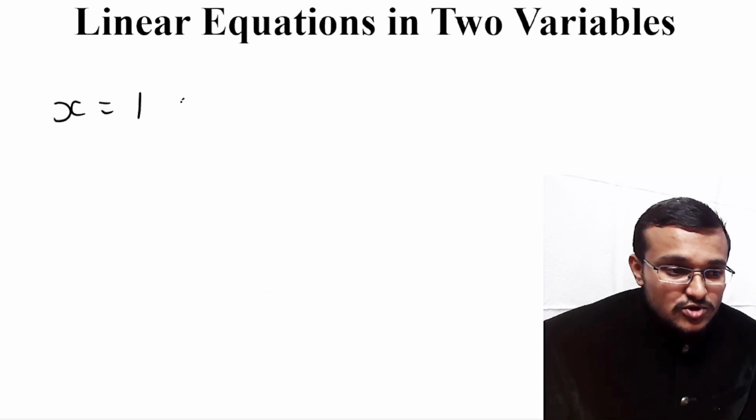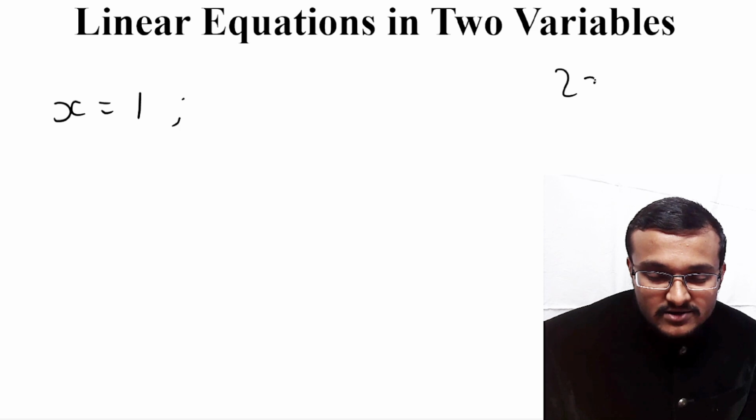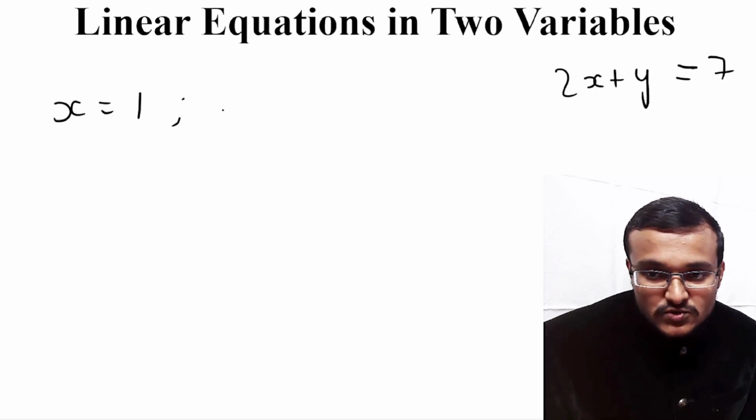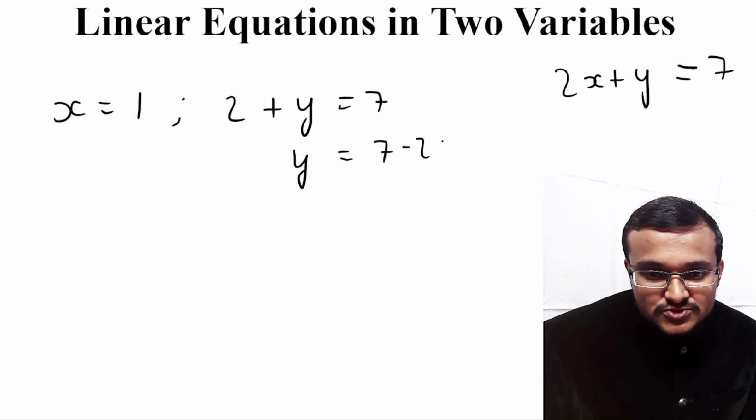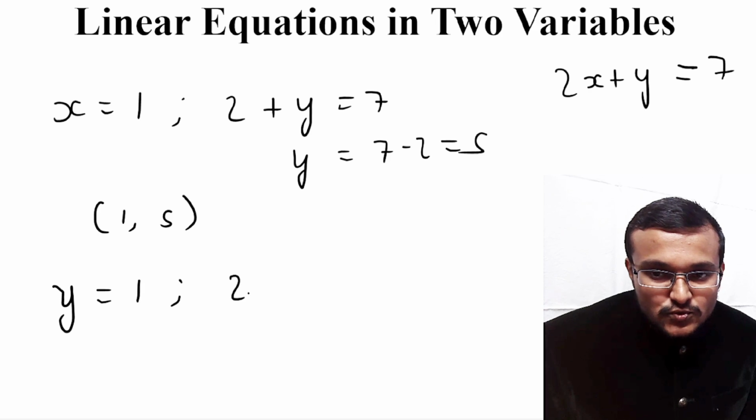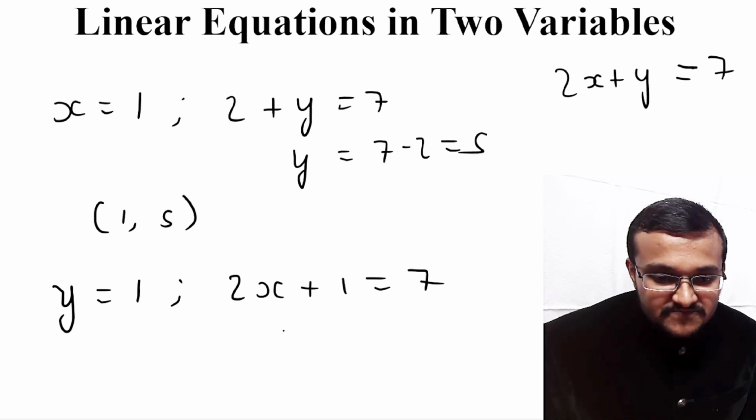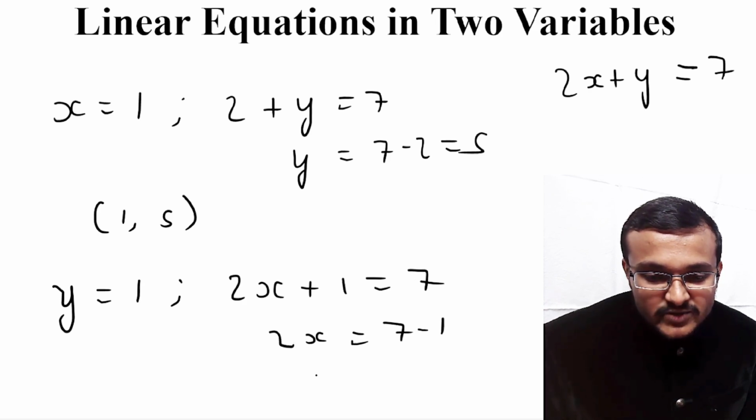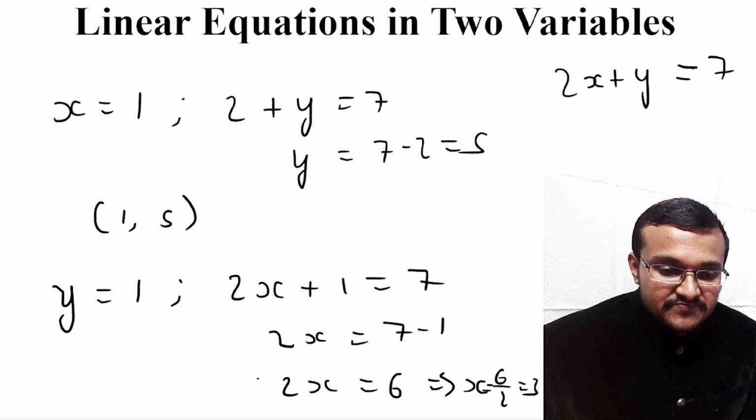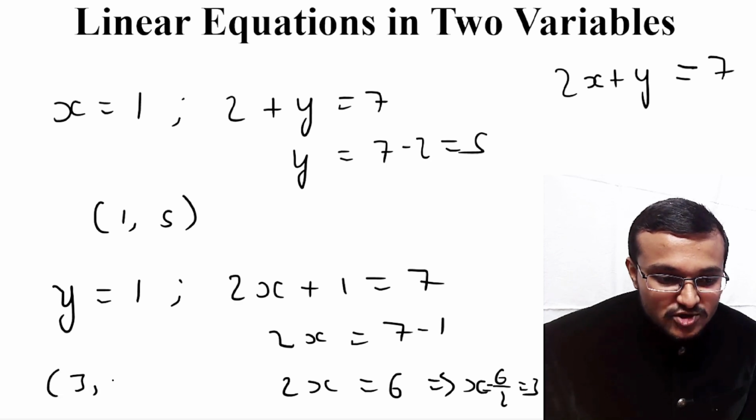Now let us substitute x is equal to 1. Here we have the equation 2x plus y is equal to 7. If you substitute x is equal to 1, then this becomes 2 plus y is equal to 7. So y will be equal to 7 minus 2, which is equal to 5. So the next solution is (1, 5). Now if you substitute y is equal to 1, then 2x plus 1 is equal to 7. So 2x will be equal to 7 minus 1, so 2x is equal to 6. Here x is equal to 6 by 2, that is nothing but 3. So one more solution is (3, 1).